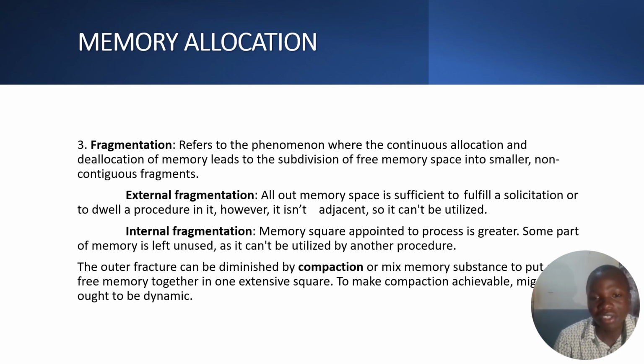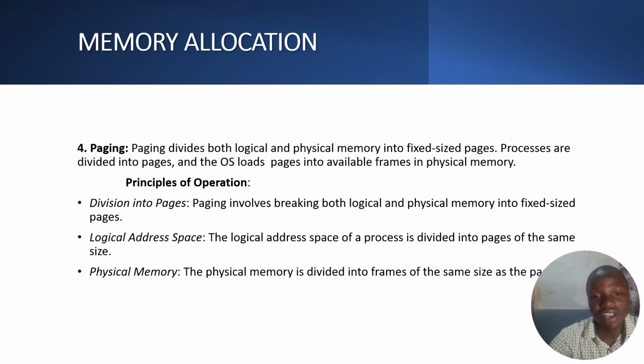For external fragmentation, all our memory space is sufficient to fulfill a request, however it isn't adjacent, so it can't be utilized. That's the example I used in explaining fragmentation itself. Then internal fragmentation: the blocks allocated to a process are greater than needed, meaning some part of memory is left unused. That's internal and external fragmentation.